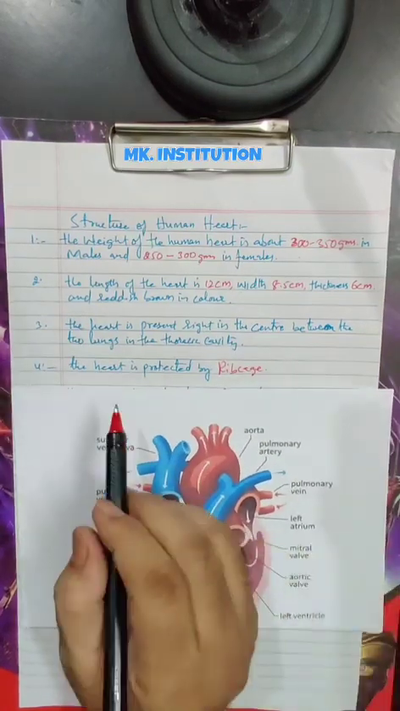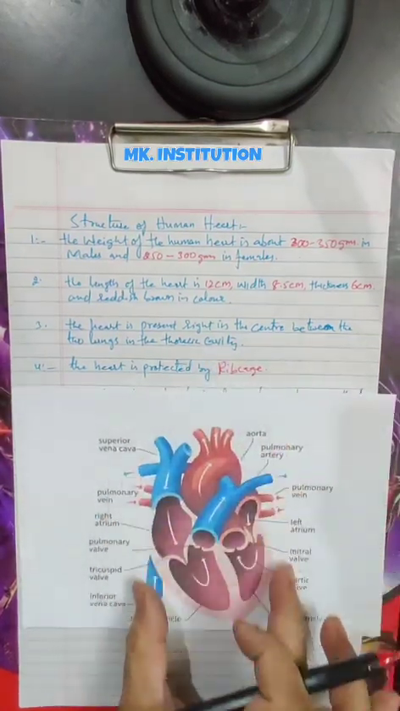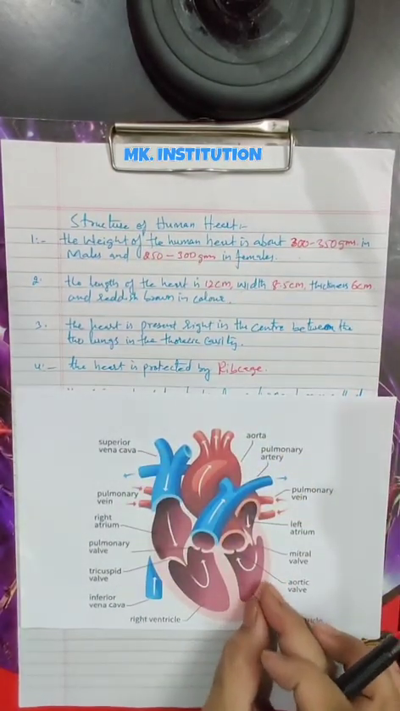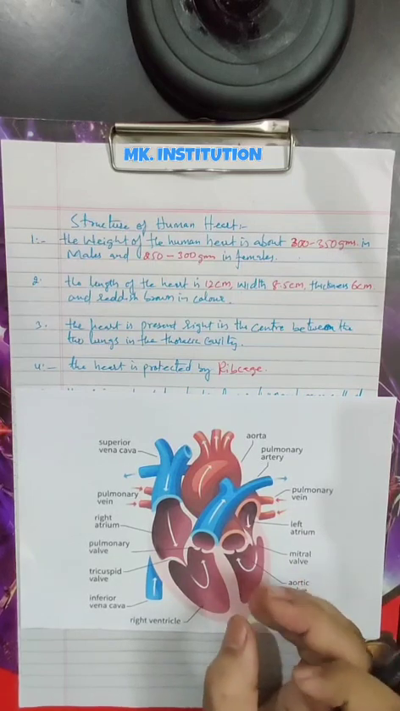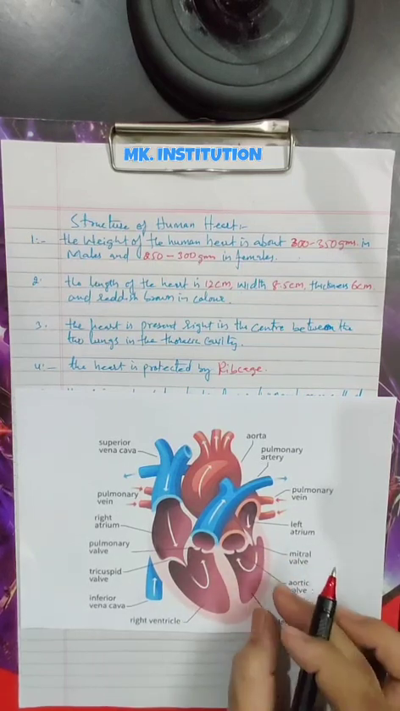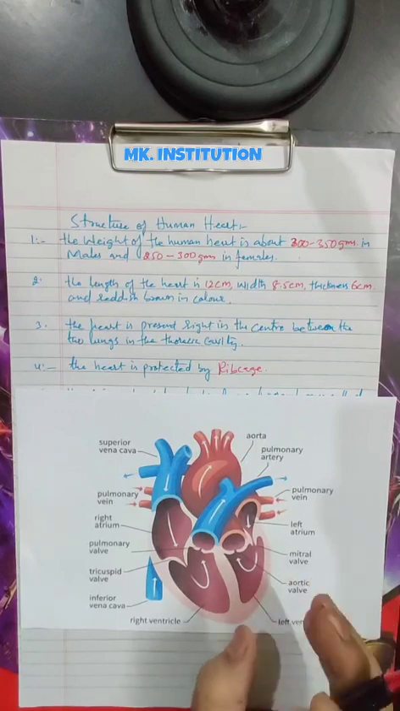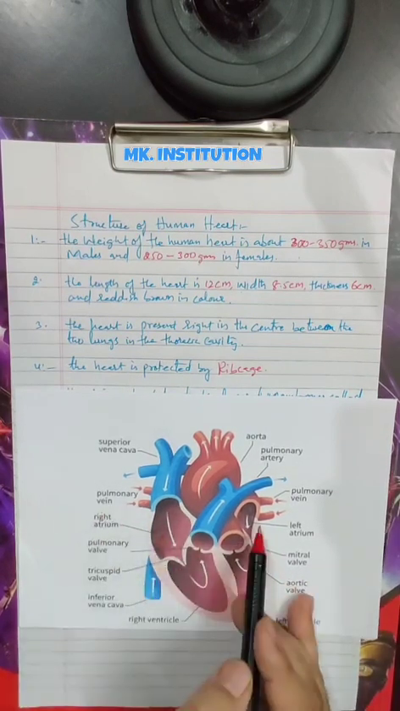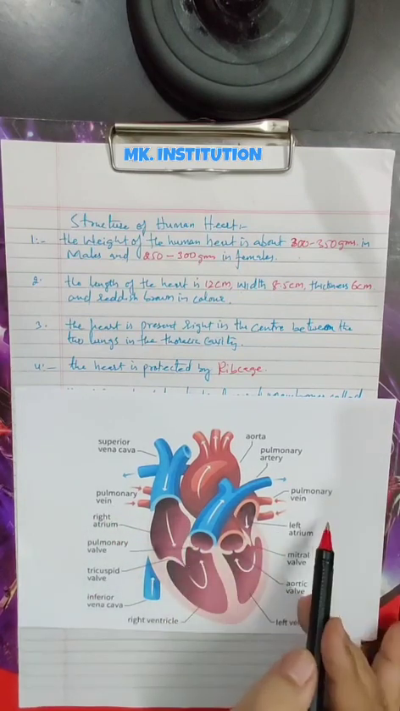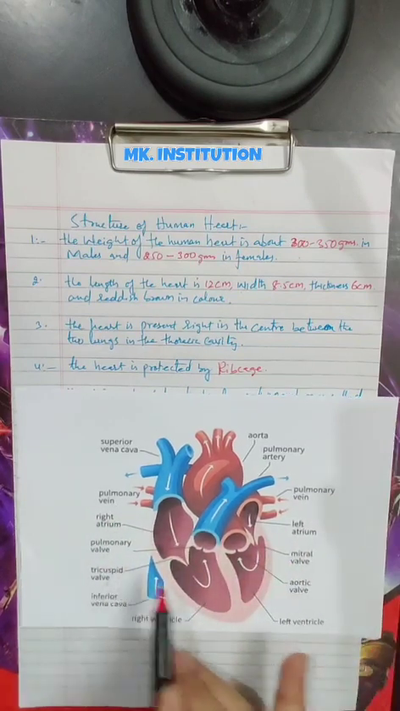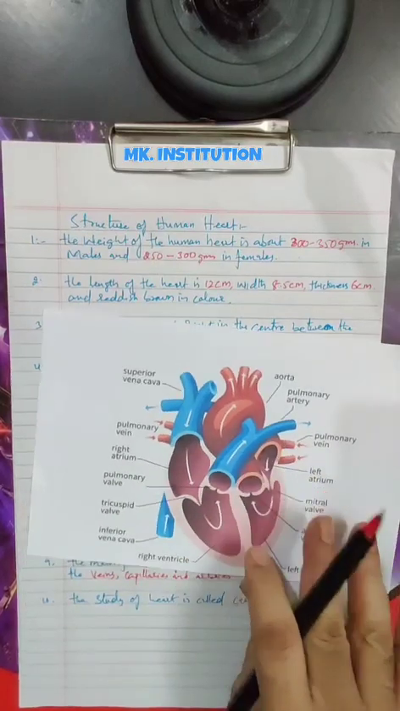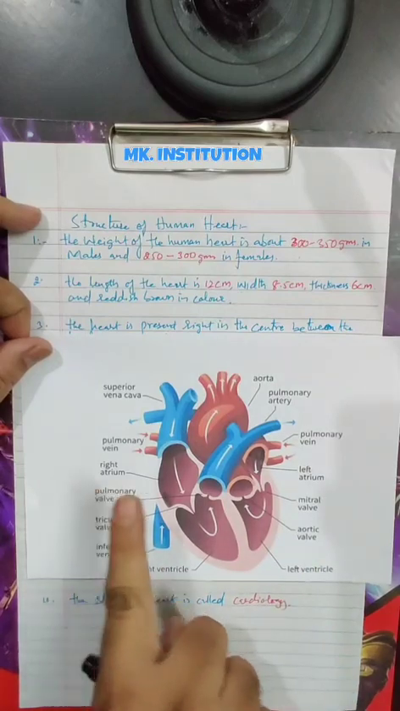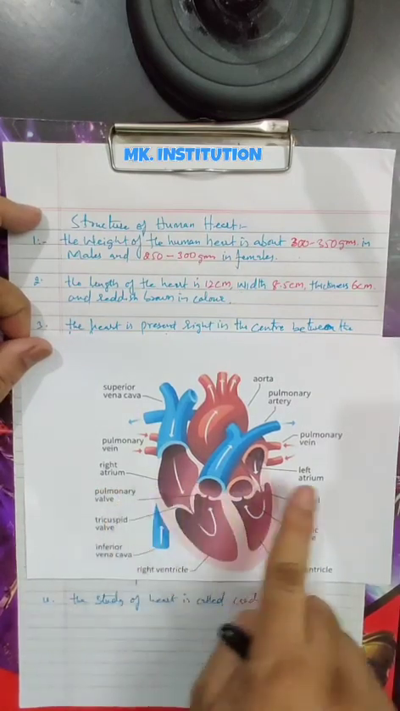Anyway, this heart is present right in the center of the chest cavity, thoracic cavity. Because the left ventricle pumps the blood with a powerful jerk, we feel the movement of heart, lub-dub, on the left side. Clear. And from the front side, it is protected by the rib cage, and from the back it is protected by spinal cord.